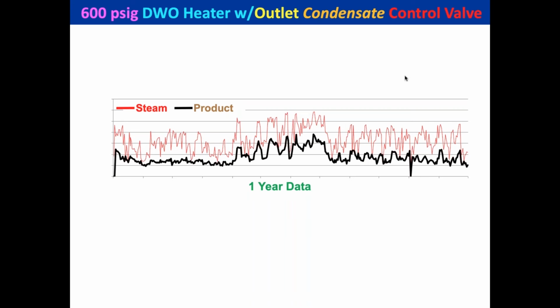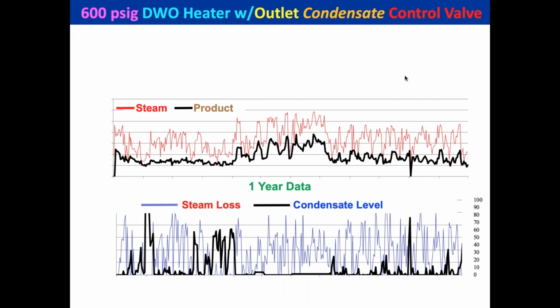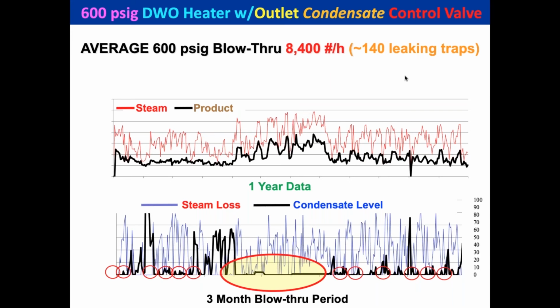Here's a dewaxed oil heater. Same sort of deal, 1 year of data. Look at all the multiple spots where the condensate had 0 level, including a 3-month blow-through period. So that was 8,400 pounds an hour blow-through for the year. Imagine that, 8,400 pounds of steam an hour, whatever your price of 1,000 pounds of steam is, over 8,000 hours of operation, equal to 140 steam traps.